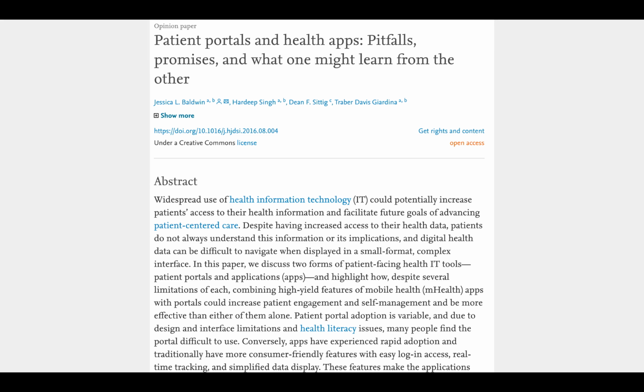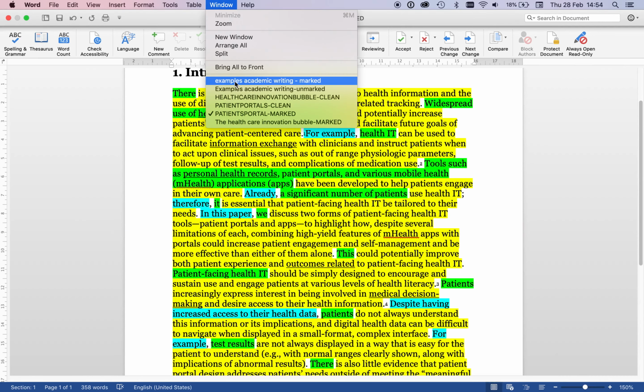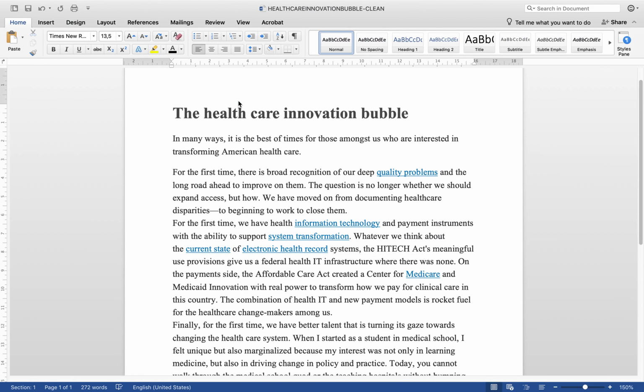Just to be sure, a patient portal is like a website where all of your information is collected and you can find results from, I don't know, tests or blood pressure measurements or whatever. So I've been looking at both of these texts, and let me get you to the clean version of these texts. Let's go first to the healthcare innovation bubble. This is the clean version. I'll show you the marked version later.